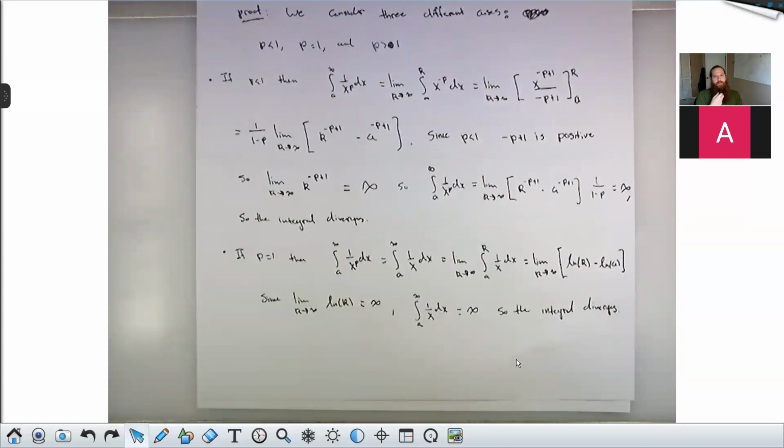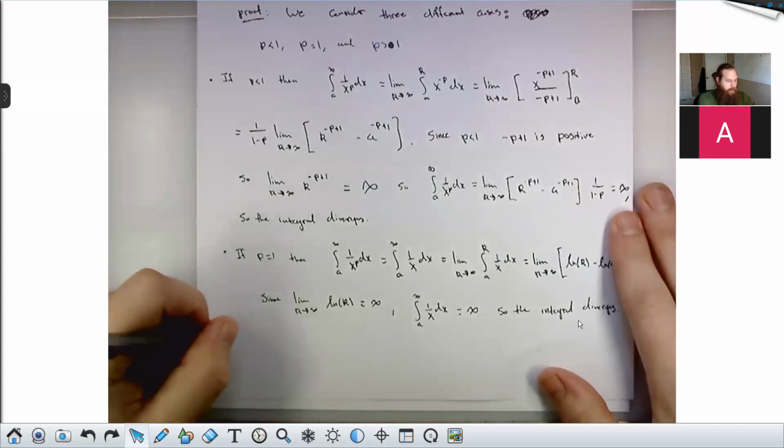And then the last case to handle is if p is bigger than 1. All right, so if p is less than 1, the integral diverges. If p is equal to 1, the integral diverges because this limit is infinity minus the natural log of a. Natural log of a is finite. Infinity minus something finite is always infinity. So the integral diverges.